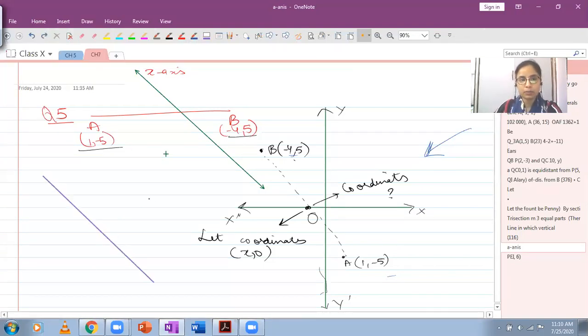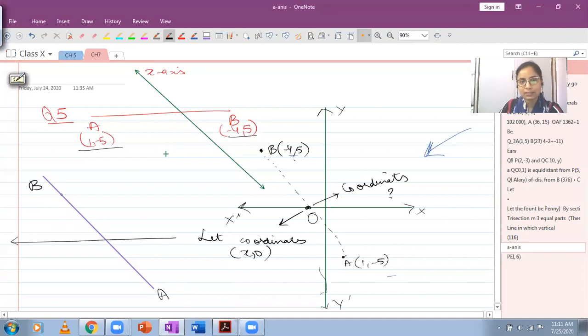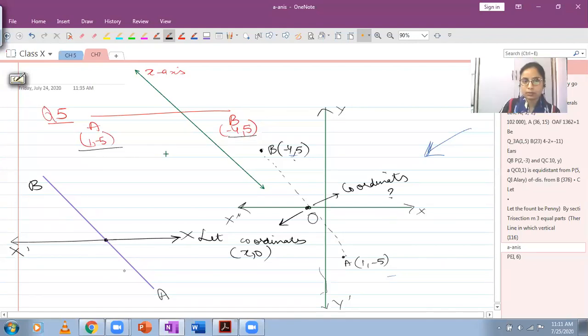If I focus on just the line segment, my line segment is formed like this. So there is point A over here and point B is over here, and the x-axis passes horizontally across this line segment, and you want to know this point. You have to find the coordinates of this point. Let us say this point is P, and since point P lies on the x-axis, I can take its coordinates as (x, 0). So this is what I want to find out.